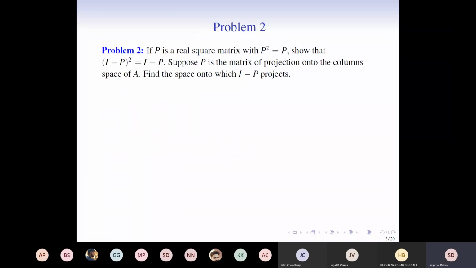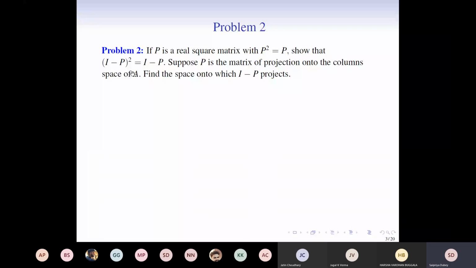Next we have problem 2. In this problem, it's given that P is a real square matrix with P square equal to P. We have to show that I minus P square is also equal to I minus P. So square of a matrix is equal to matrix itself, and we have to show that for I minus P. Suppose P is the matrix of projection onto the column space of A. Then find the space onto which I minus P projects.